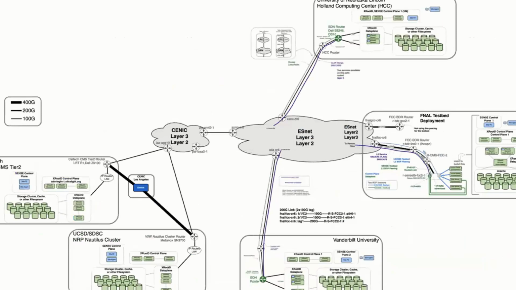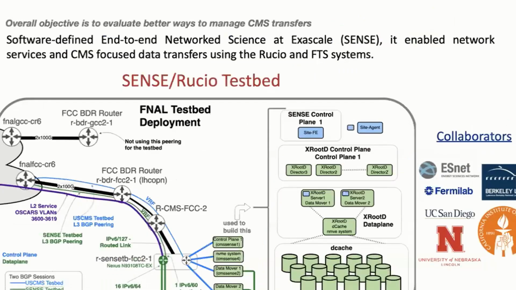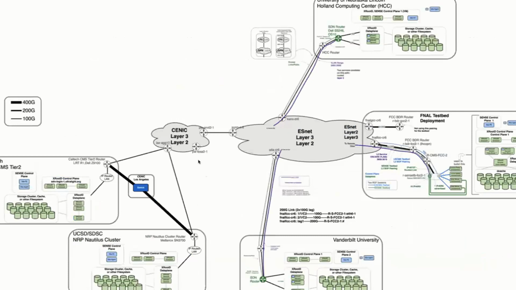So this is overall our US CMS test bed. This is only our Fermilab. We established the Fermilab test bed here inside Fermilab. And here you can see this is the overall test bed, which is connected via ESnet and all the sites: Caltech, UCSD, Vanderbilt, Fermilab, and the University of Nebraska.